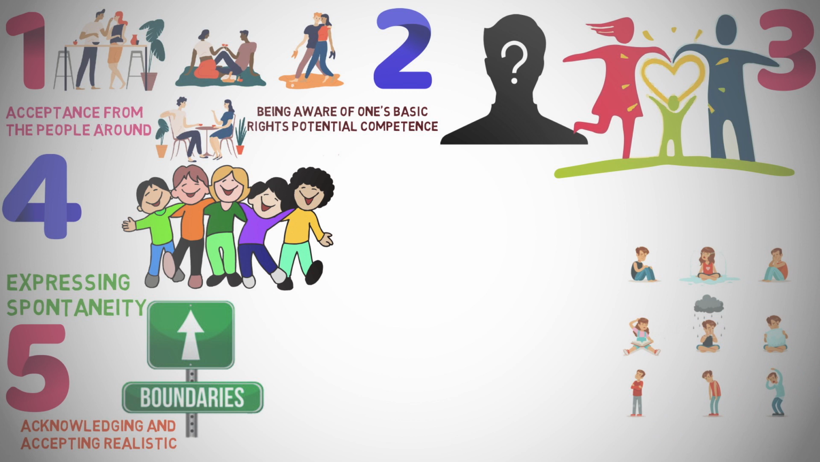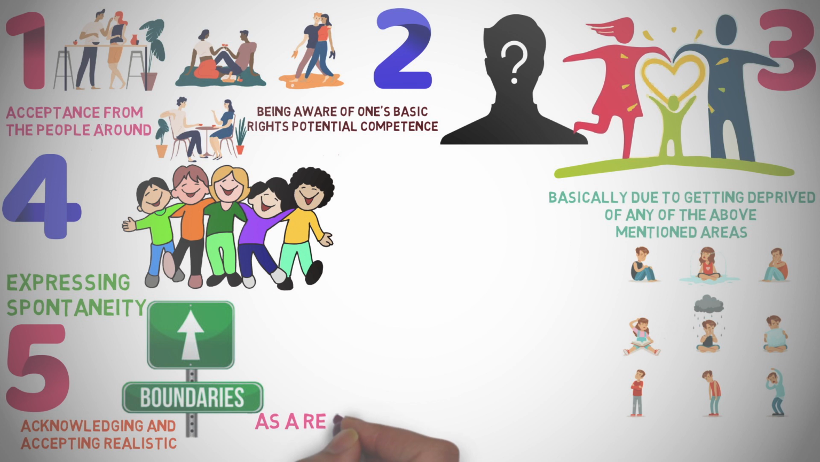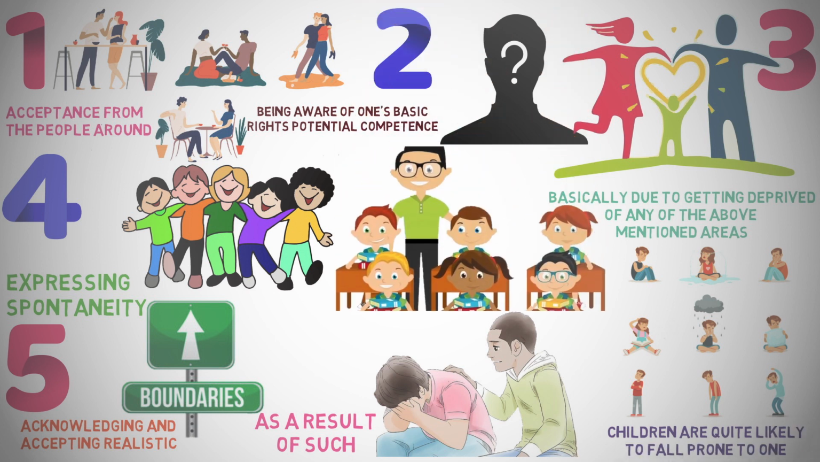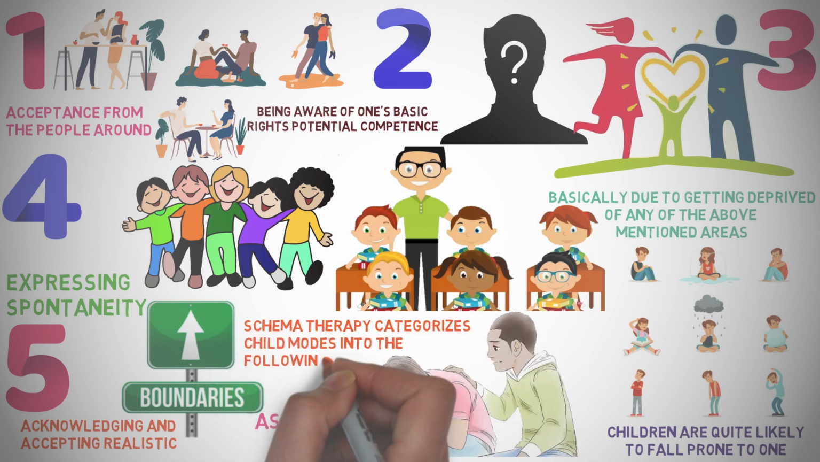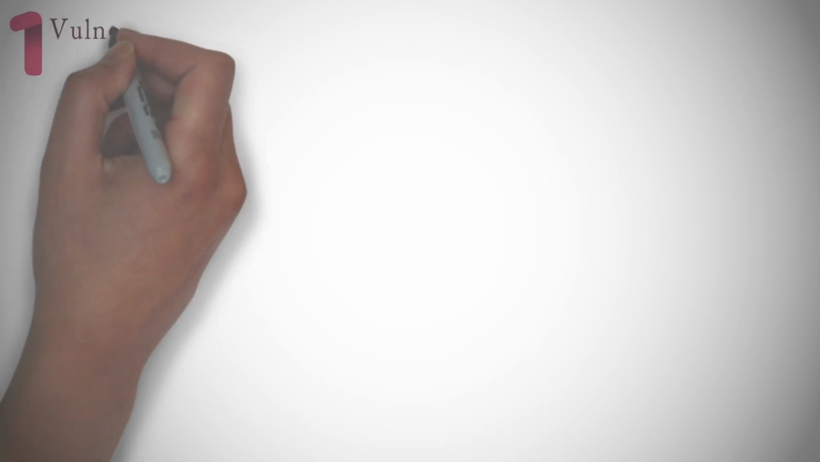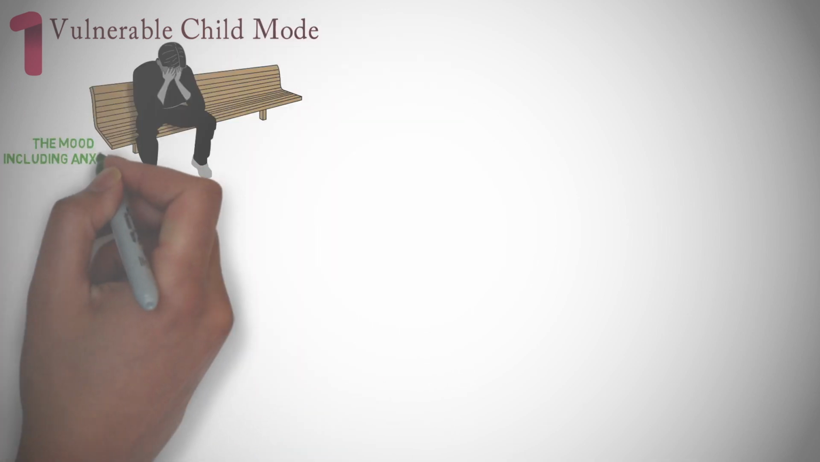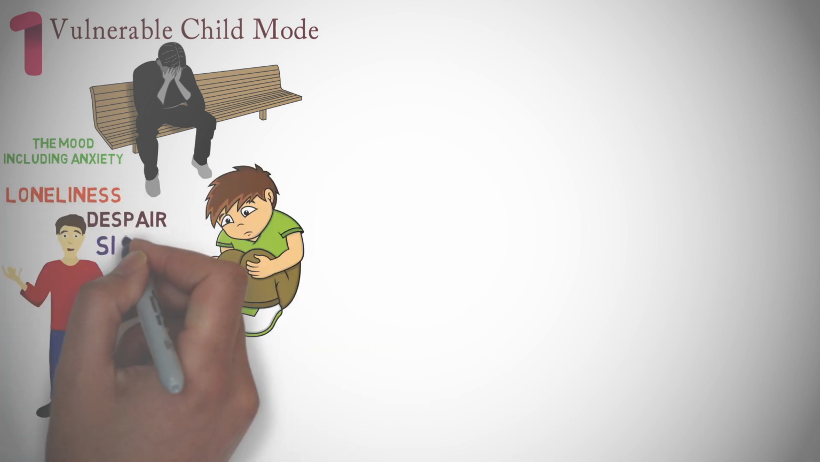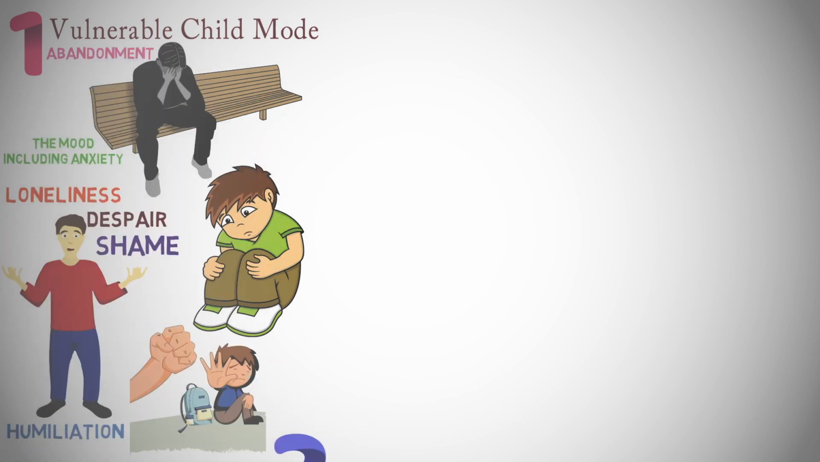Our emotional sufferings are basically due to getting deprived of any of the above-mentioned areas. As a result of such deprivation of the basic emotional needs, children are quite likely to fall prone to one or the other child mode. Schema therapy categorizes child modes into the following modes. 1. Vulnerable child mode refers to all the depressive aspects of mood, including anxiety, sadness, loneliness, despair, helplessness, shame, abandonment, humiliation, or abuse.